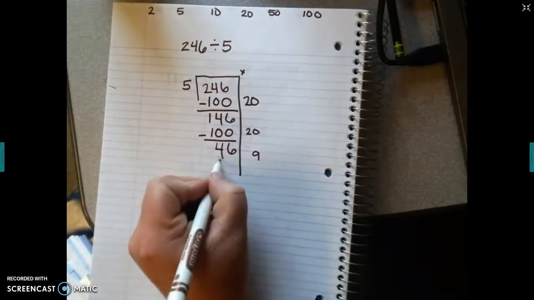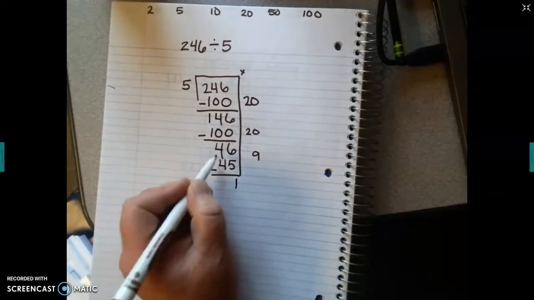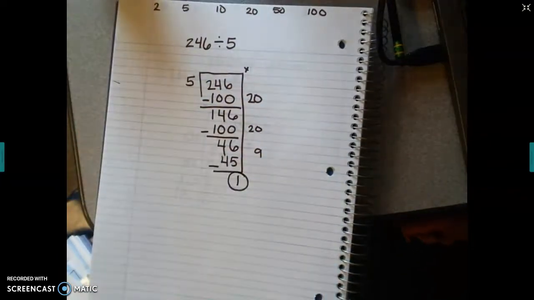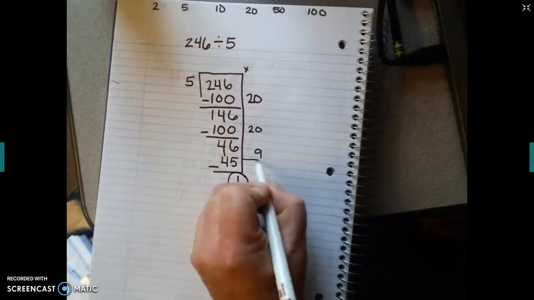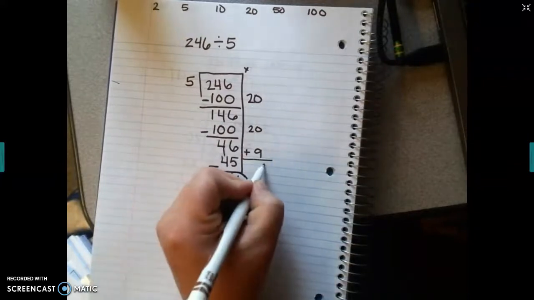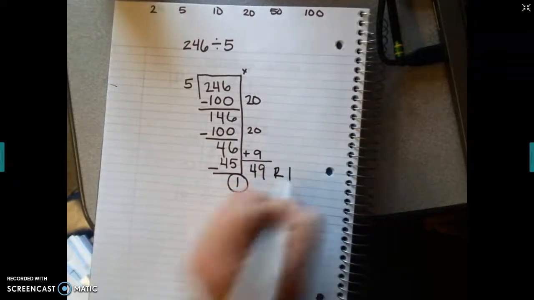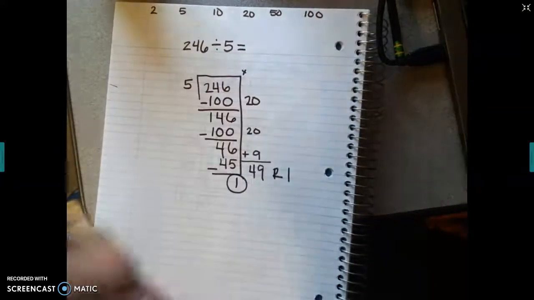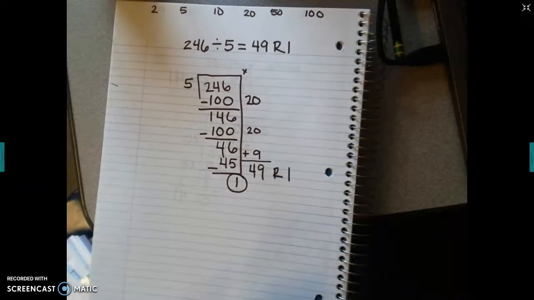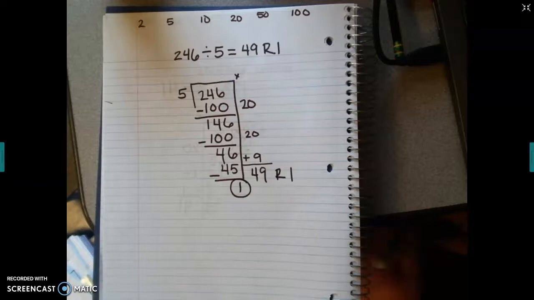So 5 times 9 is 45. And if we subtract this, 6 minus 5 is 1. 4 minus 4 is 0. This number is smaller than 5. So I know that that is my remainder. So now I've got to come back over here, add my partial quotients. 0 plus 0 is 0. 2 plus 2 is 4 with this remainder of 1. So the answer here is 49, remainder 1. Okay, so that is the partial quotient model, the partial quotient strategy for division.